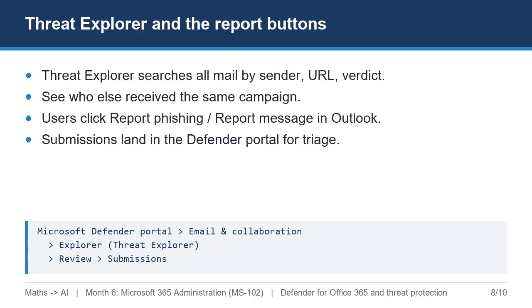Threat Explorer, sometimes called Explorer or Real-Time Detections, is your investigation hub. You can search every message by sender, subject, URL, or detection verdict, and crucially see who else in the org received the same campaign. Your users help you here. The built-in Report Phishing and Report Message button in Outlook feeds submissions that you triage in the Defender portal under Submissions. Encourage users to use that button instead of forwarding.